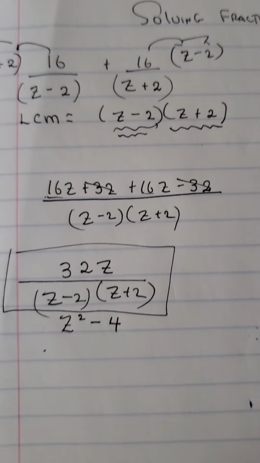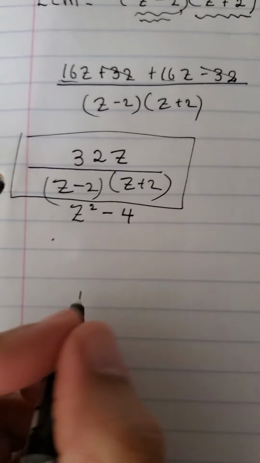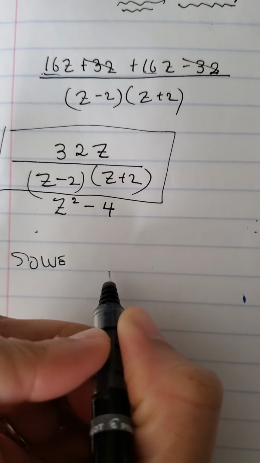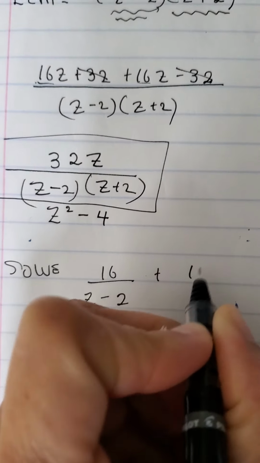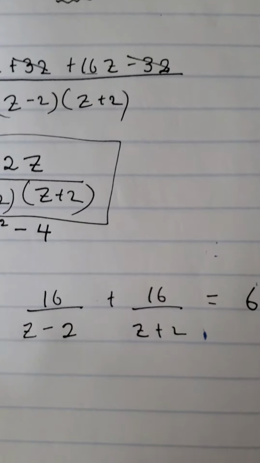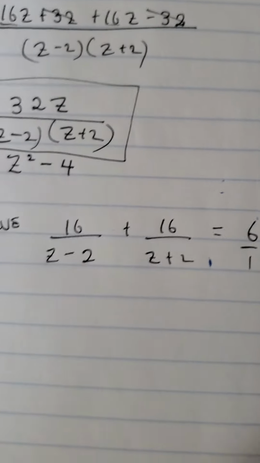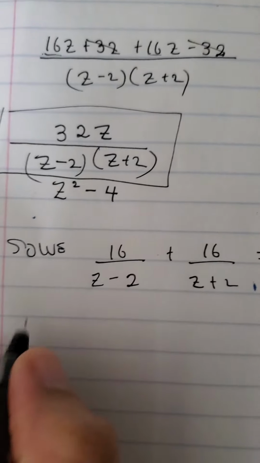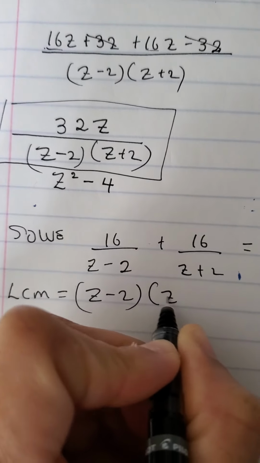Now, the reason why I just brought this up back is because now you'll see them in the form of an equation. So you'll have an expression like an equation that says to solve, you'll have 16 over z minus 2 plus 16 over z plus 2 equals 6. Again, these are fractional equations, so the rule of LCM is still taking place. I'll put that 6 over 1. So like I showed previously when it was an expression, my LCM here is z minus 2 and z plus 2.